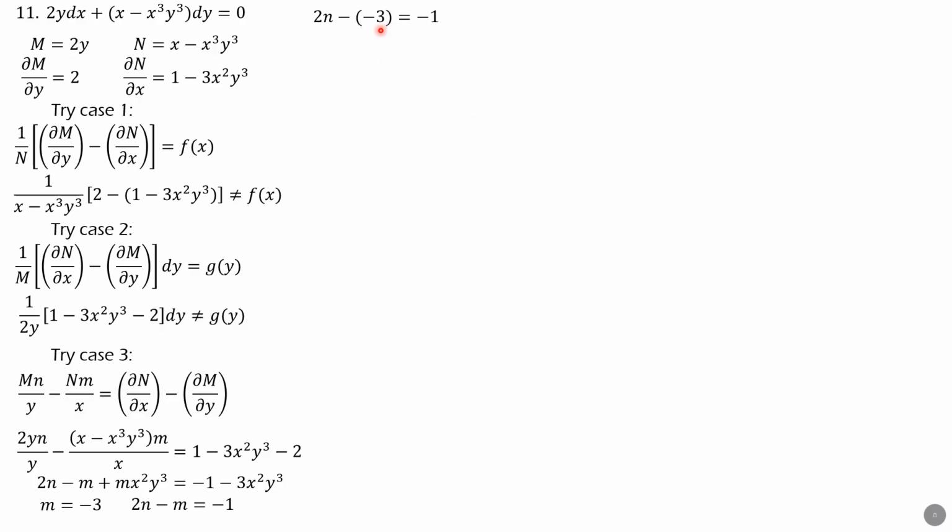So negative 1, this is positive 3 to the right, negative 3, negative 1 minus 3, negative 4 over 2. So n is negative 2. Therefore, the function p is x to the m, y to the m, and it is x to the negative 3, y to the negative 2. We then multiply everything, the original differential equation, by that factor, x to the negative 3, y to the negative 2. Then the first term becomes 2x to the negative 3, y to the negative 1 dx.